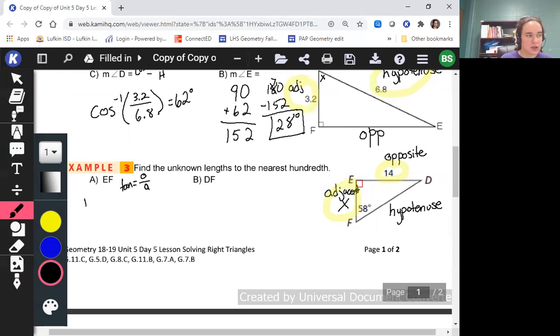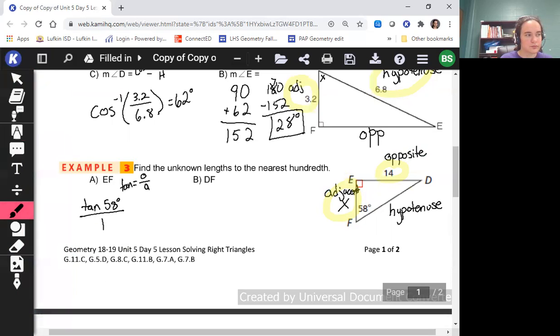So we're going to take the tangent of our angle measure, so tangent of 58 degrees, over 1 equals our opposite, which is 14, over our adjacent, which is X. Again, remember that you need the side that has information on it and the side you are looking for. And using the information we have, opposite and adjacent, that tells us which trigonometric ratio to use.